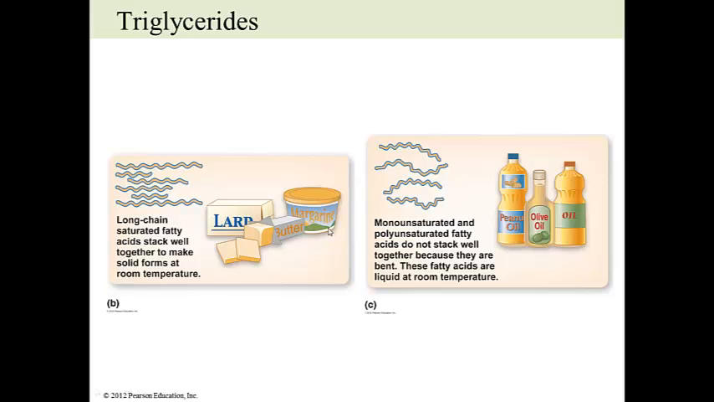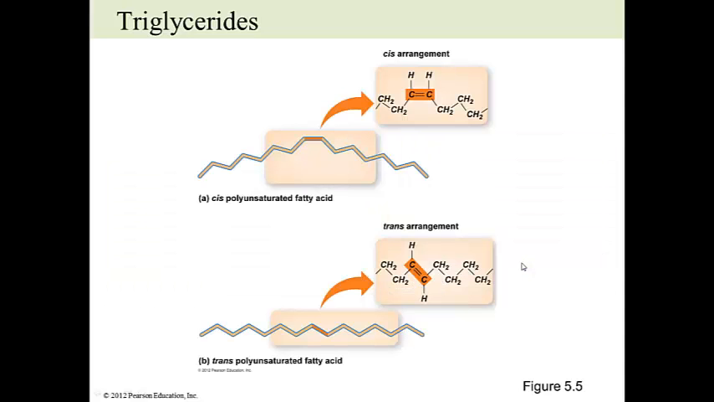This is an example illustrating that stacking feature that we talked about. If you see here, the saturated fatty acids tend to stack nicely together, and as a result, these are solid at room temperature. On the other hand, the unsaturated fatty acids do not stack, and as a result of them not stacking, they remain liquid at room temperature. Here's an example showing you the cis versus the trans arrangement here. Again, in the cis fatty acids, the hydrogen molecules are on the same side of the carbon chain. In a trans fatty acid arrangement, as you'll see here, the hydrogen molecules are on opposite sides of the carbon chain.